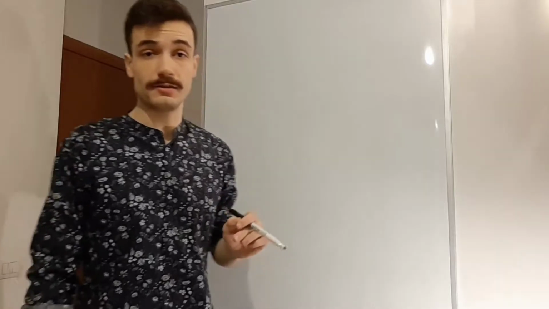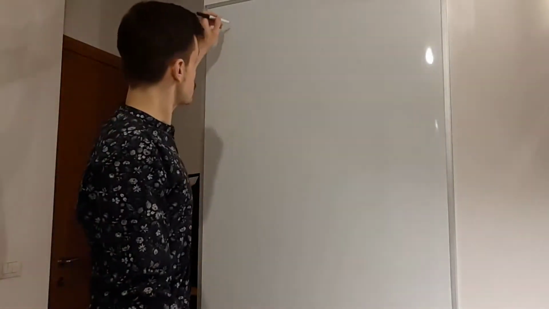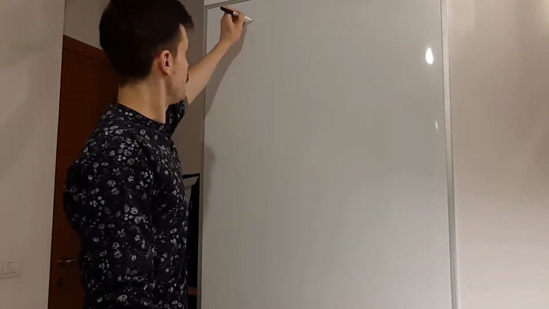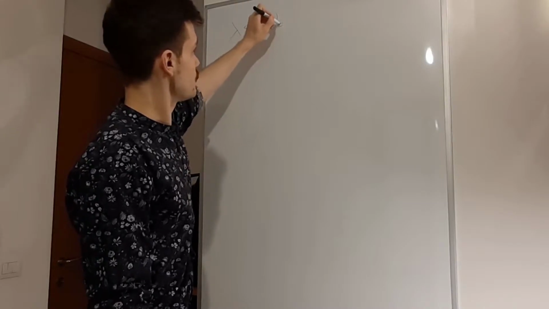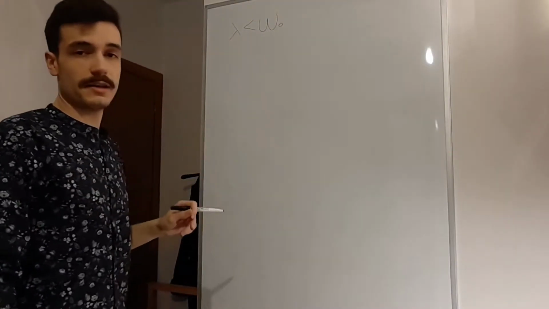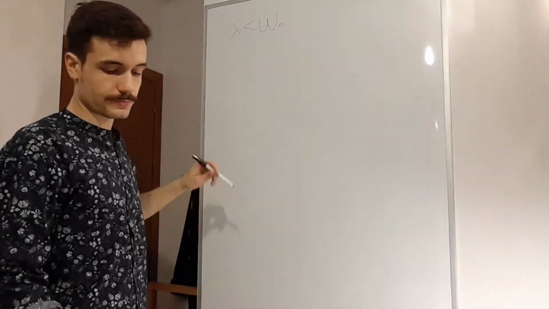Now there can be three situations: the underdamped oscillator, the overdamped oscillator, and the critically damped oscillator. Let's start with the underdamped one. So, to be underdamped, lambda must be slower than the undamped oscillation.